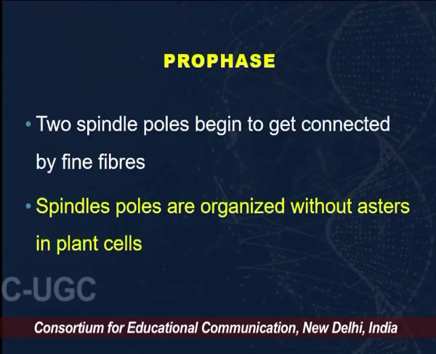So, there is a differentiation point where we can see how animal cell M phase differs from plant cell M phase. In plant cell division, spindle poles are generated, but without the asters, which can be seen in animal cells very clearly.